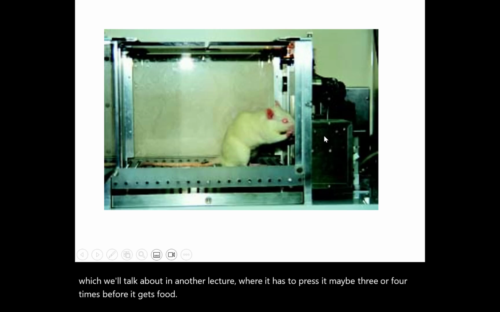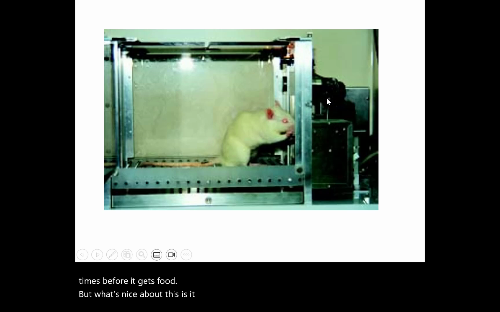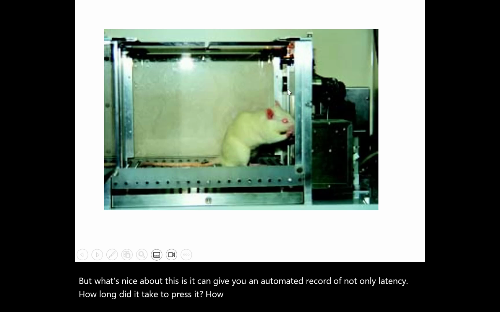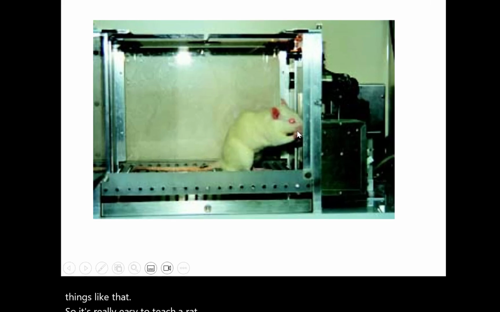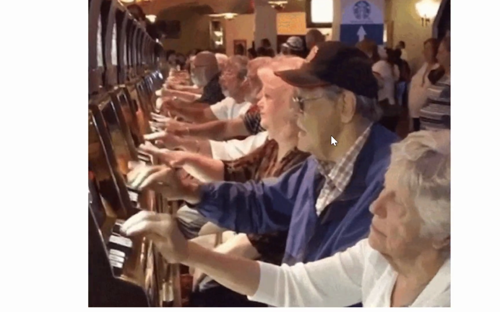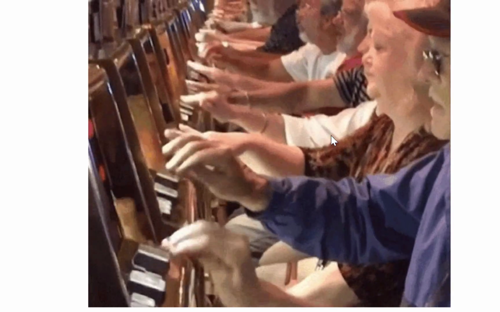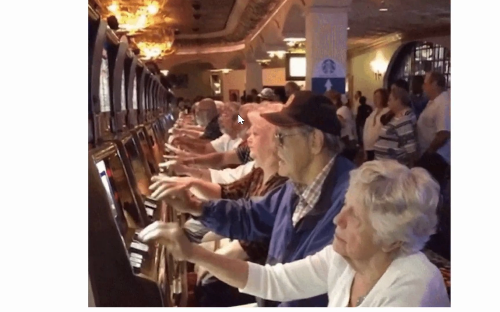But what's nice about this is it can give you an automated record of not only latency, how long it took to press, but also how many presses it does, or presses per minute, or things like that. It's really easy to teach a rat to press a lever to get food. It's also easy to get people to press a lever in a casino with slot machines.